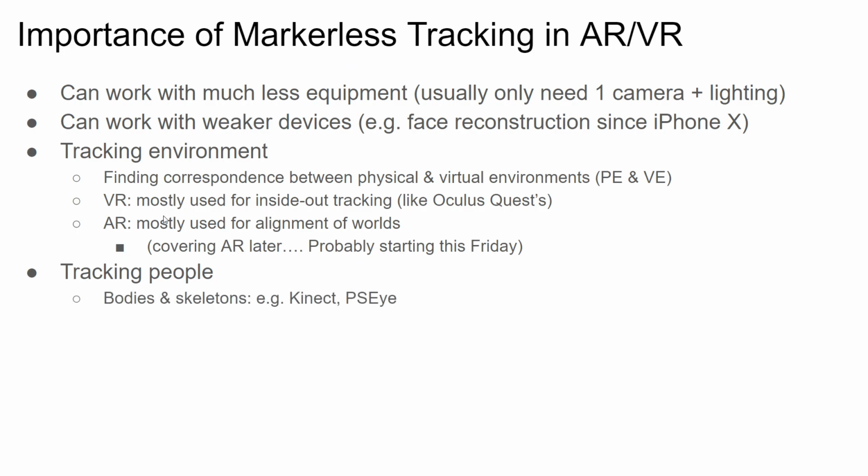We use markerless tracking to track people. So even a lot of older devices like the PSI, which was a device for the PS2, I think, originally, that's many years ago, even the PSI could track basic bodies and skeletons. And really it was a really rough estimate and it didn't track that well, but it could still do it. And the Kinect itself can track the entire body pretty accurately.